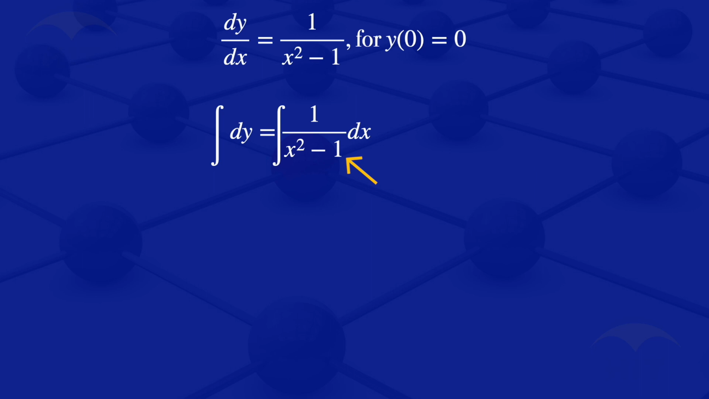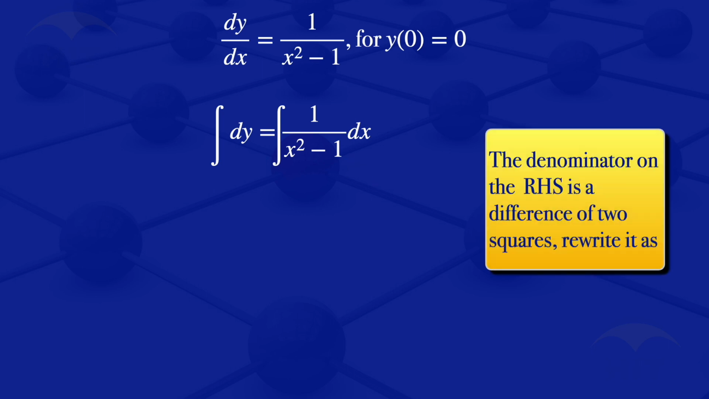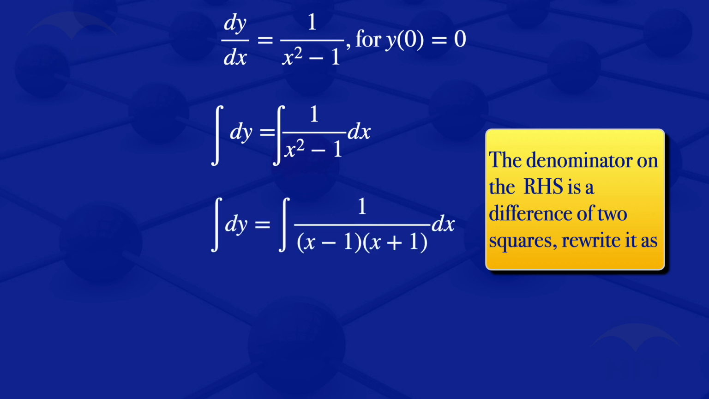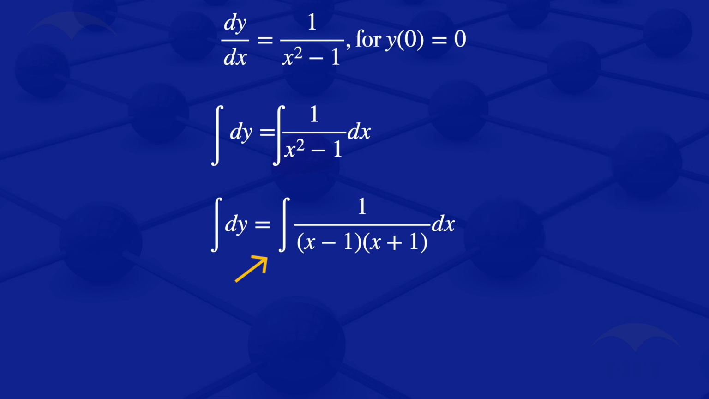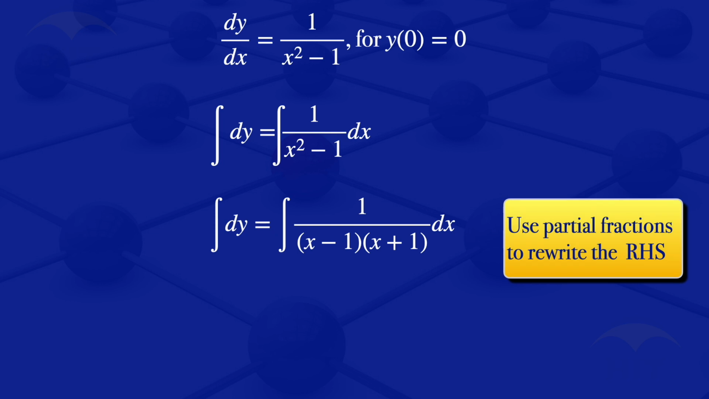Now looking at this part here, this x squared minus 1, what we see there is a difference of 2 squares. And we can write the difference of 2 squares, x squared minus 1, as x minus 1 multiplied by x plus 1. So the denominator of the integral on the right hand side will become the integral of 1 divided by x minus 1 times x plus 1 with respect to x. Now to evaluate this integral, what we need to do is use partial fractions. So we use partial fractions to evaluate the right hand side there.